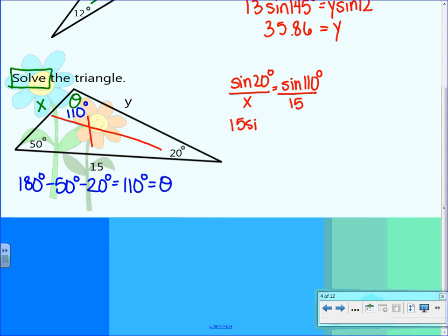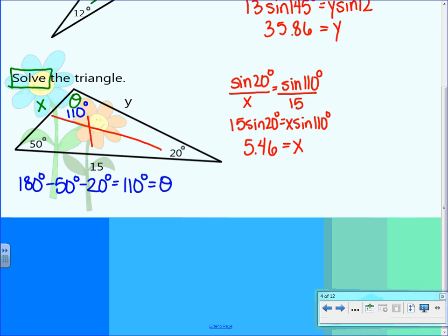15 sine 20 equals x sine 110. And then you're going to divide by sine 110 on each side in your calculator. And again, here we'll round to 2 decimal places. So 15 sine 20 divided by sine 110. I'm going to get 5.46 if I round to 2 decimal places.